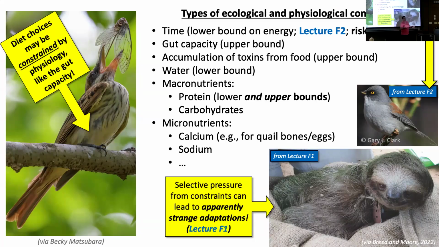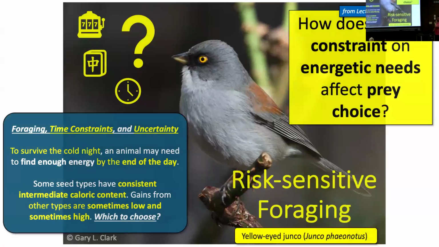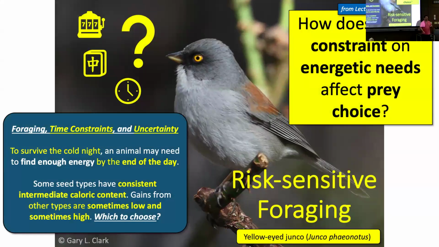And what's been very successful in understanding these violations or these deviations from the prey model are models based on constraints. And so I'm going to talk about a couple of those right now. We started talking about this one last time, but I phrased it in terms of variance, not in terms of constraints. So, to remind you where we left off, this is a yellow-eyed junco, and they're the model organism here that we're focusing on, a bird that, in order to survive the cold night, has to eat enough calories by the end of the day.